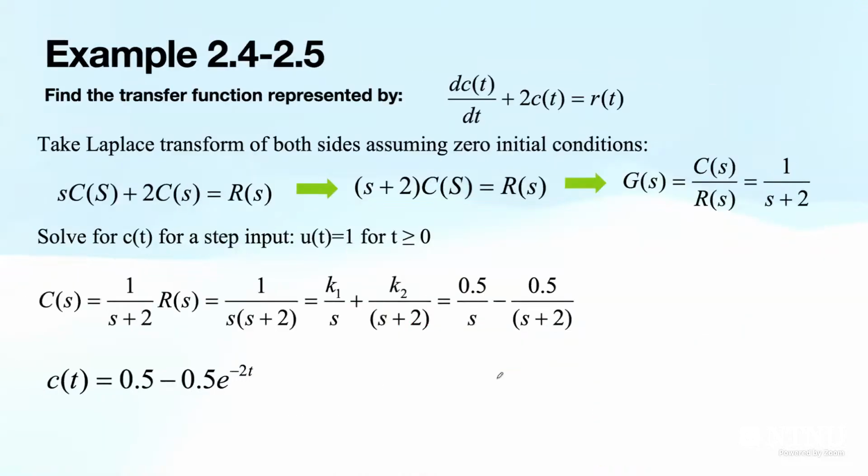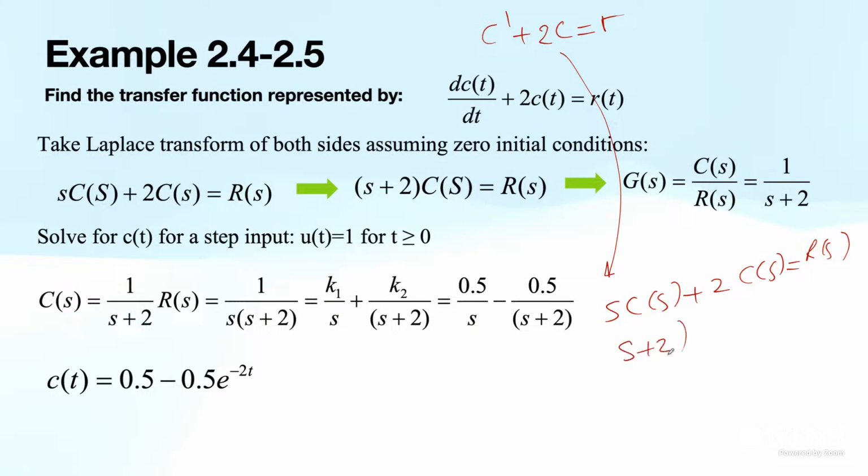Now we will take an example. Find the transfer function represented by this differential equation. I will write it in a different form: C dash plus 2C equal R. Apply Laplace transform to this: S C of S plus 2 C of S equal R of S. Take C of S as common factor, so S plus 2 multiplied by C of S equal R of S. We need to get G of S, the transfer function.